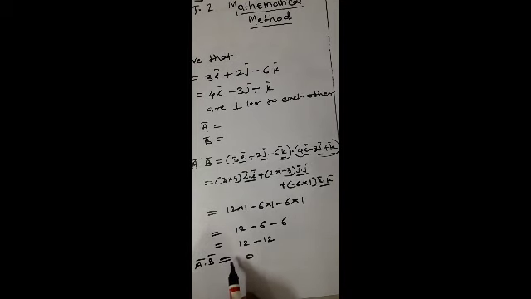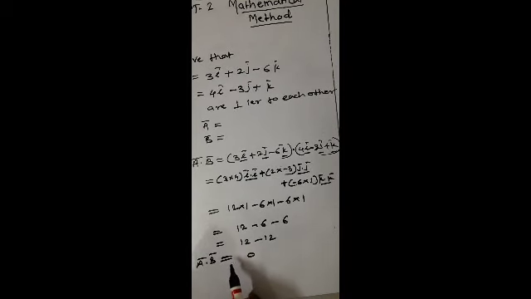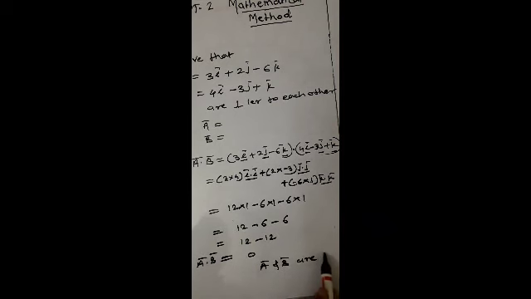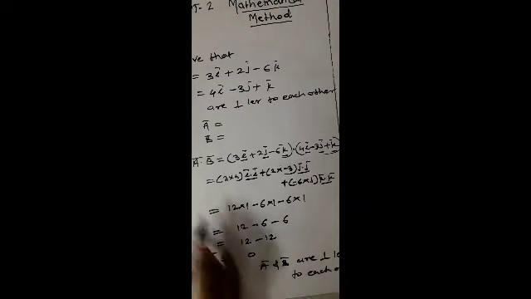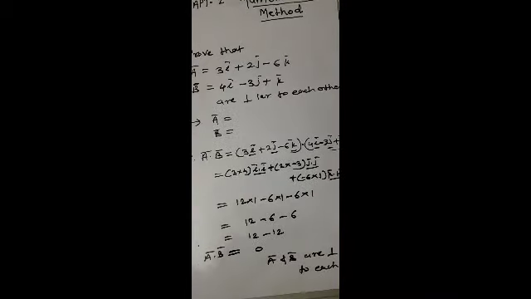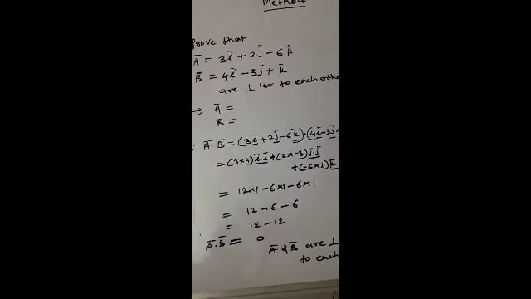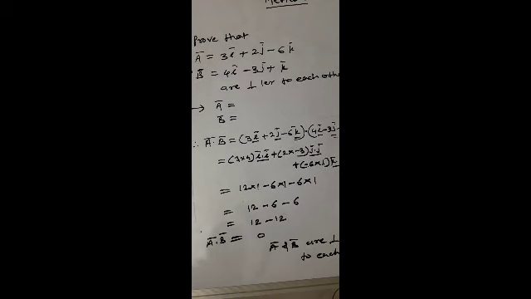Then we remember the characteristic of the scalar product of two vectors: the scalar product of two mutually perpendicular vectors is equal to 0. If their dot product is equal to 0, that means the vectors a bar and b bar are mutually perpendicular to each other, and we have proved this. Like this you can solve this problem: if the dot product is equal to 0, then the two vectors are perpendicular to each other.